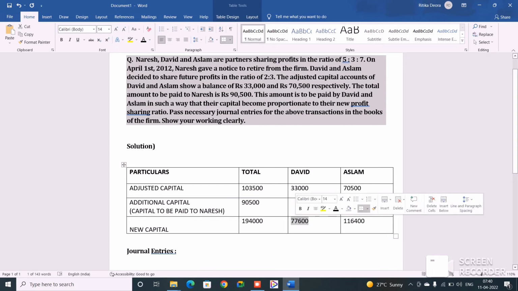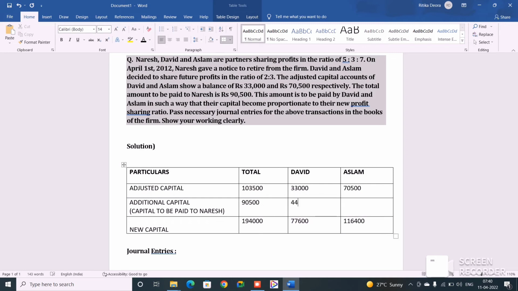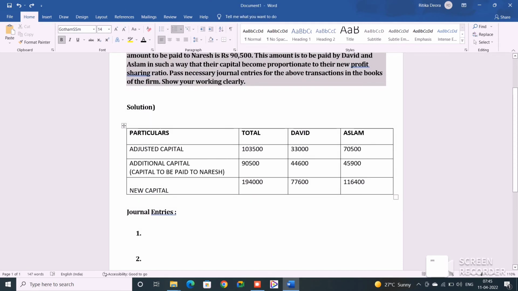So what is the difference amount? That is 77,600 minus 33,000. That will give us 44,600. Similarly, 1,16,400 minus 70,500 will give us 45,900. So this is the additional capital to be contributed by David and Aslam.